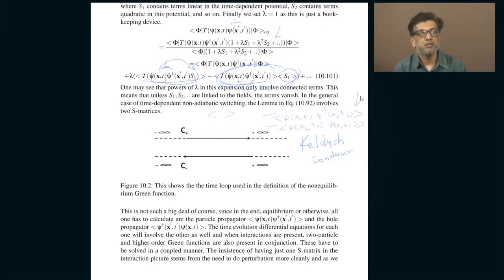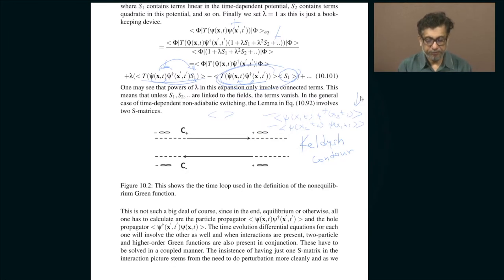So, that means we are now going to introduce a, well, I have already introduced that definition. It is basically called the time ordered Green's function. Especially if you have non-equilibrium external fields, you are called upon to define them in this peculiar way.